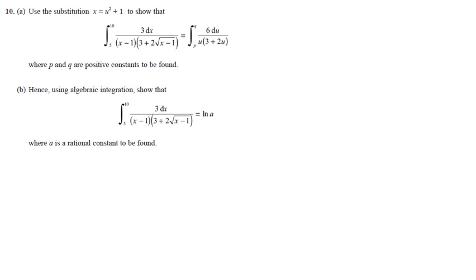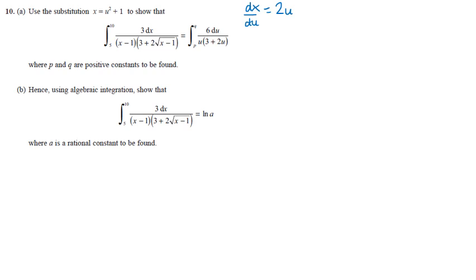So we're asked to use a substitution first of all to show that this integral can be rewritten more simply. Whenever we use a substitution, we need to change the variable of integration, and we do that by differentiating the substitution. So dx by du is going to be 2u.